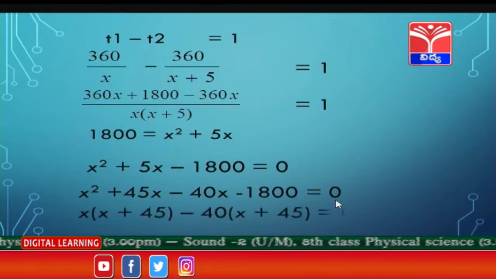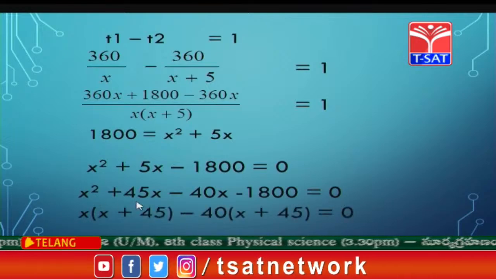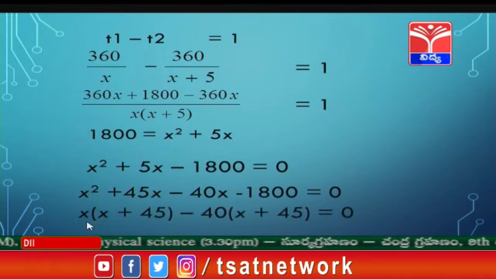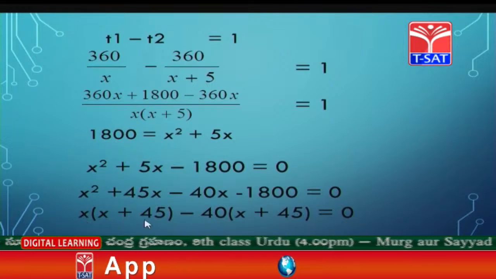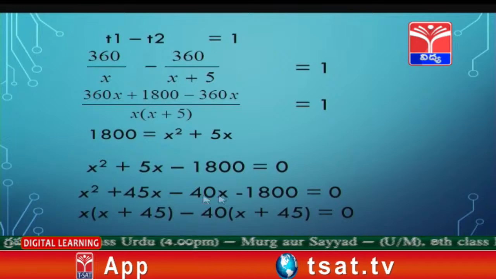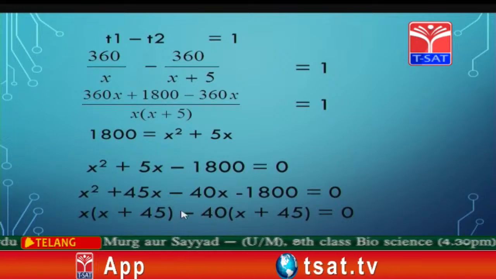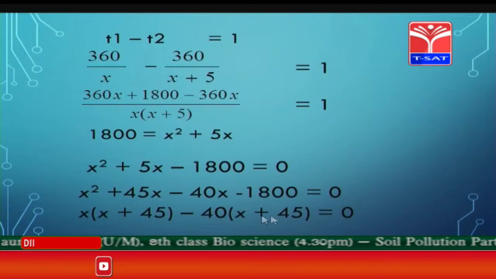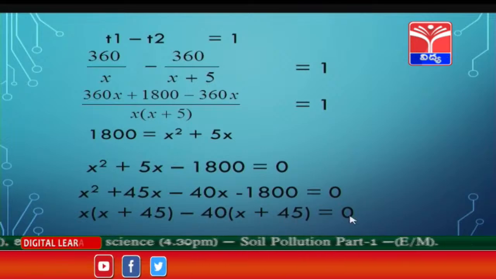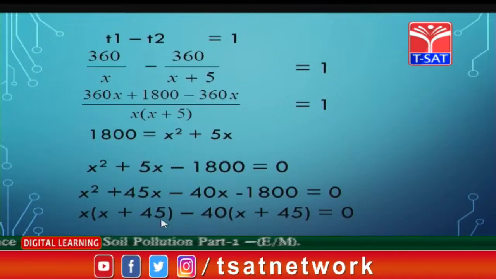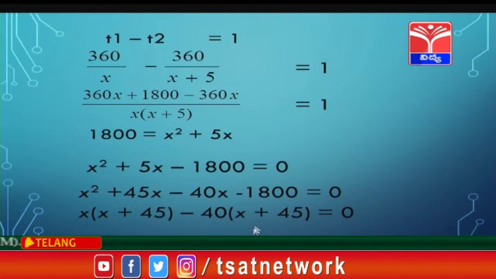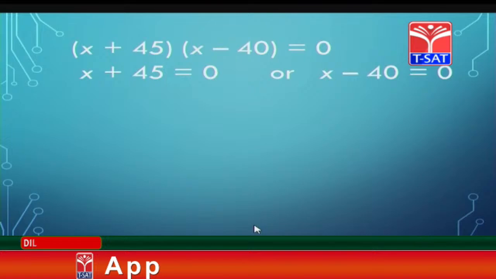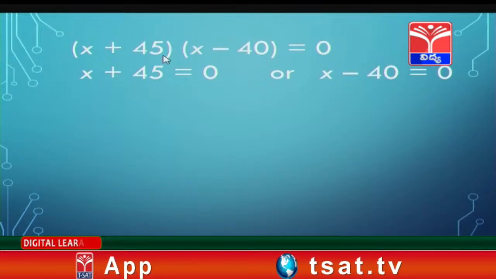Now, let us take the common in both the terms here. I take x as common. So, I get x into x plus 45, and I take minus 40 common here, and minus 40 into x plus 45 is equal to 0. We observe x plus 45 is present in both the terms. So, let us take this as common. I get x plus 45 into x minus 40 is equal to 0.